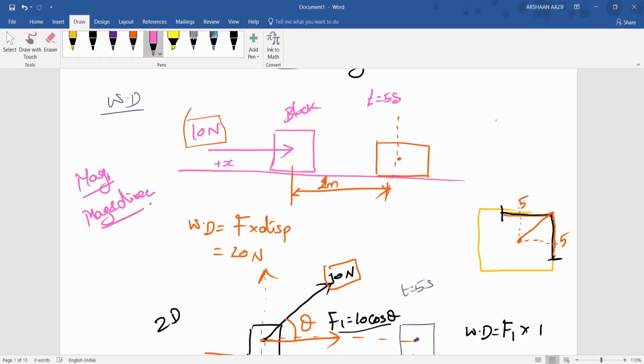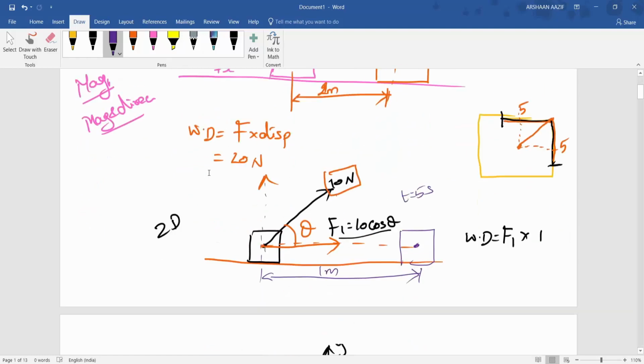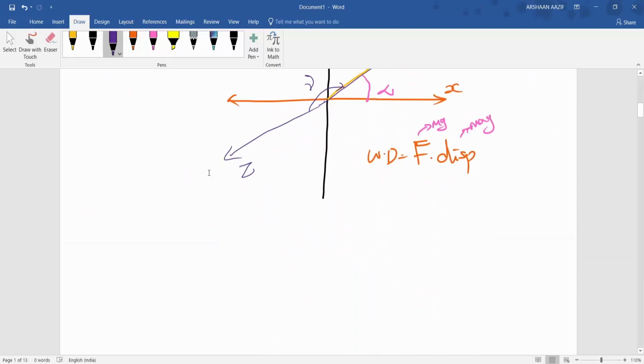Now, if you have observed, this arrow mark is actually a vector. The line that we draw represents the magnitude, and the arrow mark represents the direction. So the line and an arrow mark together represent a vector. Now we are going to use the vector approach to find the work done.